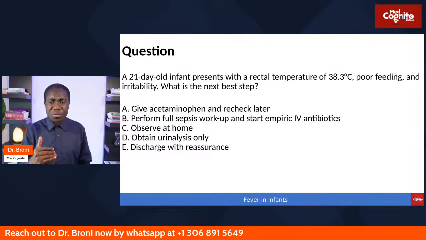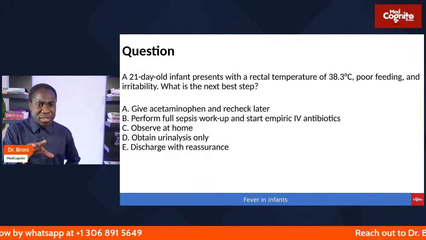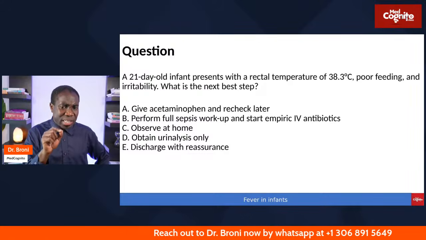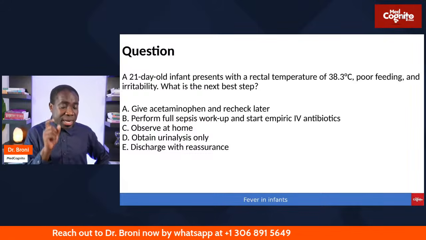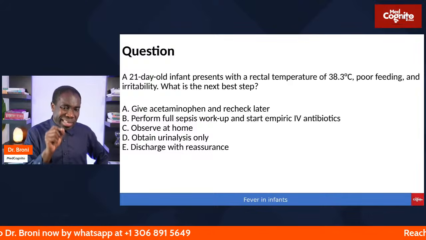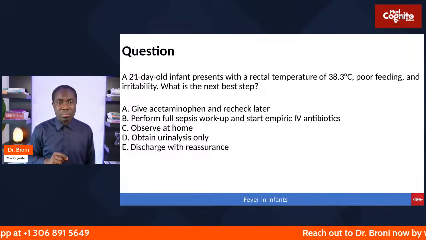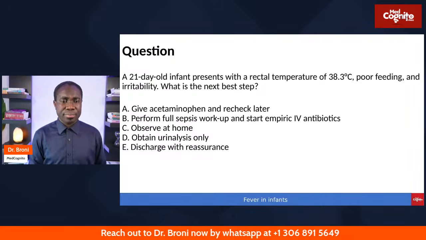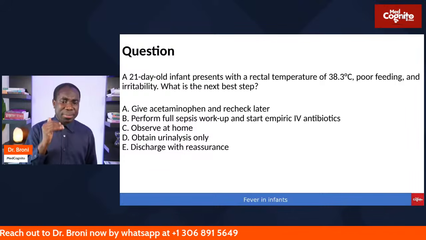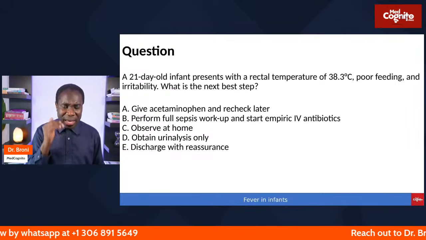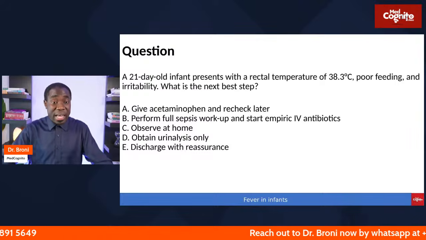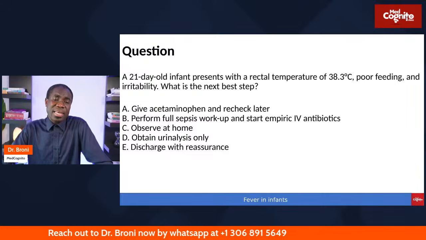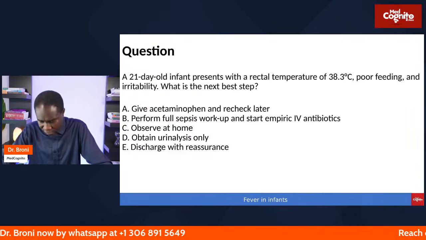I have another question for you, because we'll do some questions before I dive into the deep study. You have a 21-day-old infant who presents with rectal temperature of 38.3, poor feeding and irritability. What is the next best step? A, give acetaminophen and recheck later. B, perform full sepsis workup and start empiric IV antibiotics. C, observe the patient at home. D, obtain urinalysis only. And E, discharge with reassurance.